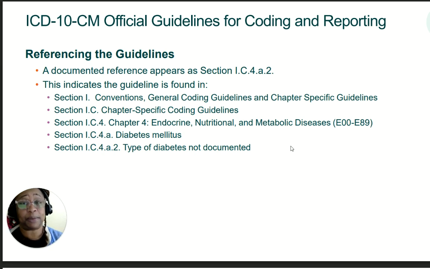I.C.4 means chapter 4, endocrine, nutritional, and metabolic diseases, E00 through E89. Then I.C.4.A, diabetes mellitus, and also the type of diabetes not documented. So anytime you see an example or reference to a particular guideline, please go read your guideline instructions. It's very important. This could be one thing that will cause you to code incorrectly on your documentation.